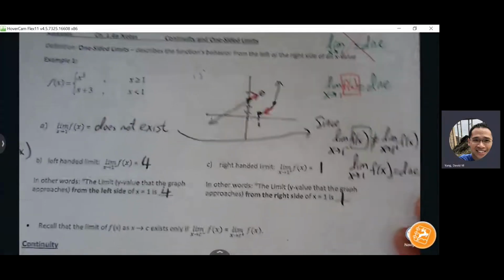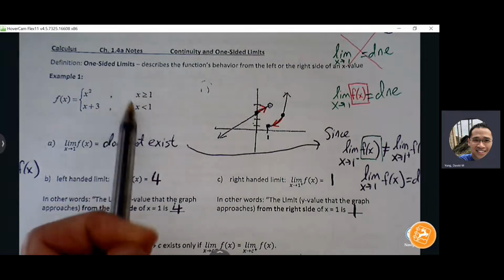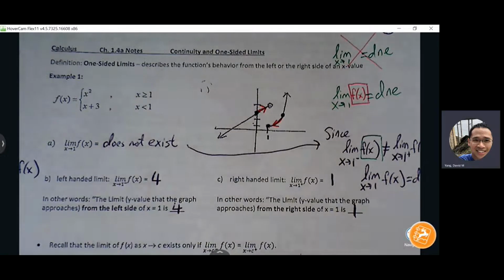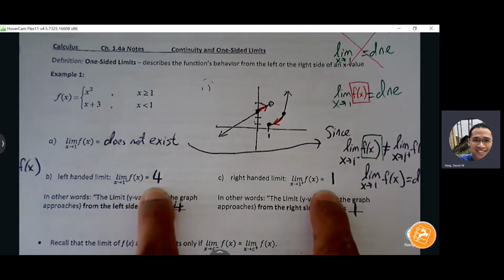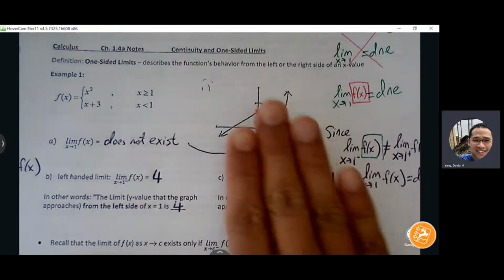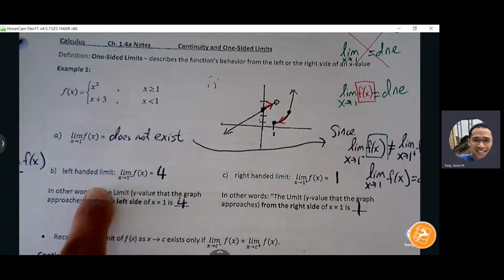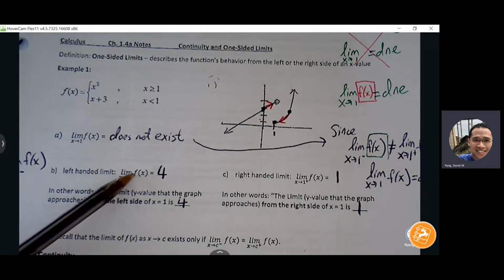Okay, so now let's look at it from the perspective of if we only had the piecewise function in front of us without the graph. Can we still make the same conclusion that the one-sided limit is 4 and the other one-sided limit is 1? So let's imagine we don't have the graph in front of us and we're trying to arrive at the same conclusion. The way that you would do it is the limit as x approaches 1 from the left side of 1. That means we want to start at a value less than 1.